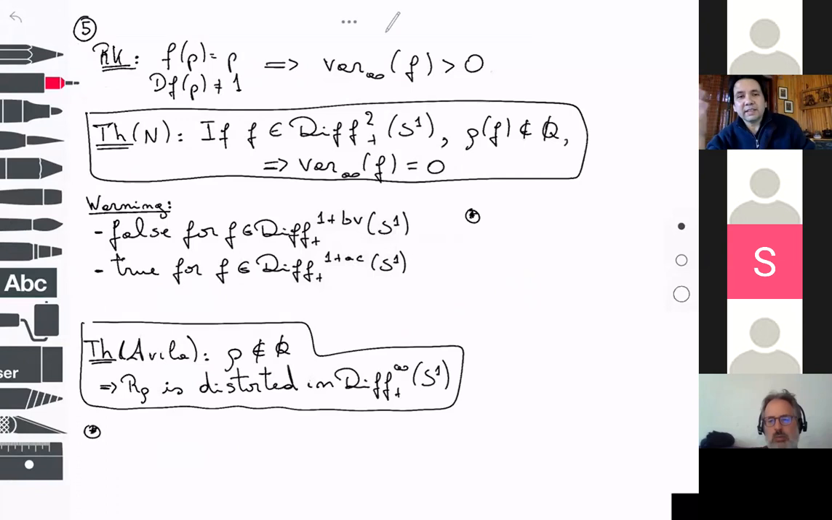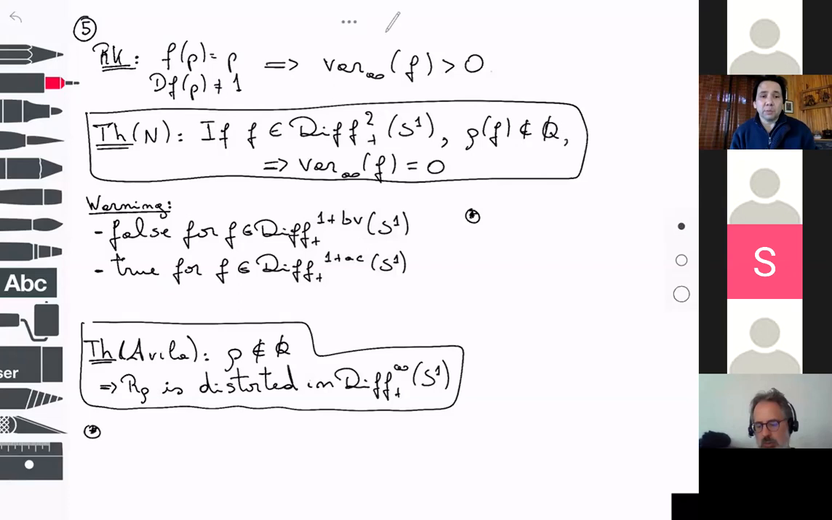This is true because if you have a one-dimensional map, there must be a point where the derivative is equal to one because of the mean value theorem. And there is another point at which the derivative is growing exponentially. So the logarithm is growing linearly. So the variation has to grow linearly, and so the asymptotic variation has to be positive. Okay, so the asymptotic variation also detects hyperbolic fixed points.